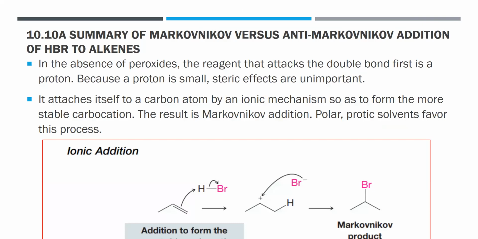So let's have the summary of the Markovnikov reaction versus the anti-Markovnikov addition of HBr to alkenes. In the absence of peroxides, the reagent attacks the double bond first with the proton. Remember your addition reaction, usually you have your catalyst here, and you form a carbocation. You have your hydrogen halide here, you will add, and you will actually form a carbocation in the process, and you have the Markovnikov product, where the carbon that has more hydrogens gets the hydrogen and the carbon containing fewer hydrogens gets the halide. So this is the rich gets richer. This is the Markovnikov product.